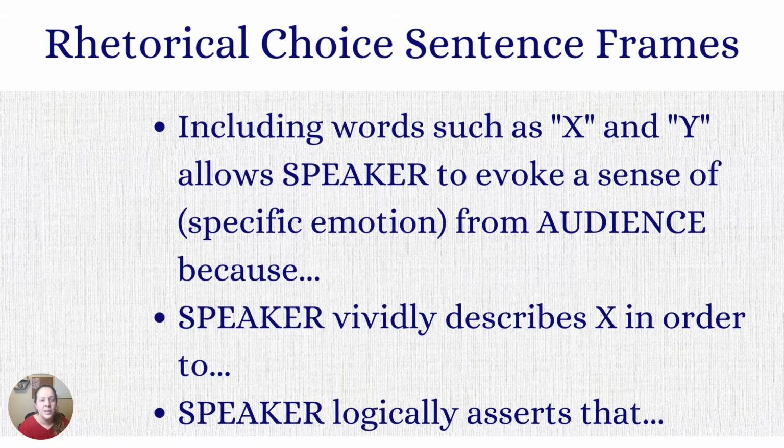That's fine too. So here's another word choice one: "Including words such as this and that allows the speaker to evoke a sense of." So notice that it's not saying uses pathos. But if you're wanting to analyze an emotional appeal, this sentence frame could be a good one for you to use. I also have a video about analyzing the appeals. So if you're someone who tends to want to write about logos, ethos, pathos, I encourage you to check out that video.